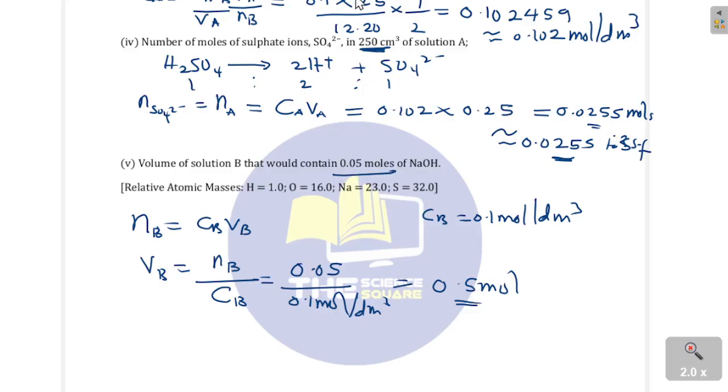Sorry, this is a mistake. What we mean is 0.5 dm cube. If you want to convert that to cm cube, you just multiply by 1000, and we get 500 cm cube. Since it is volume we are calculating, the unit has to be in dm cube, because mole eliminates mole, so the final unit left is dm cube. Converting dm cube to cm cube, we get 500 cm cube.